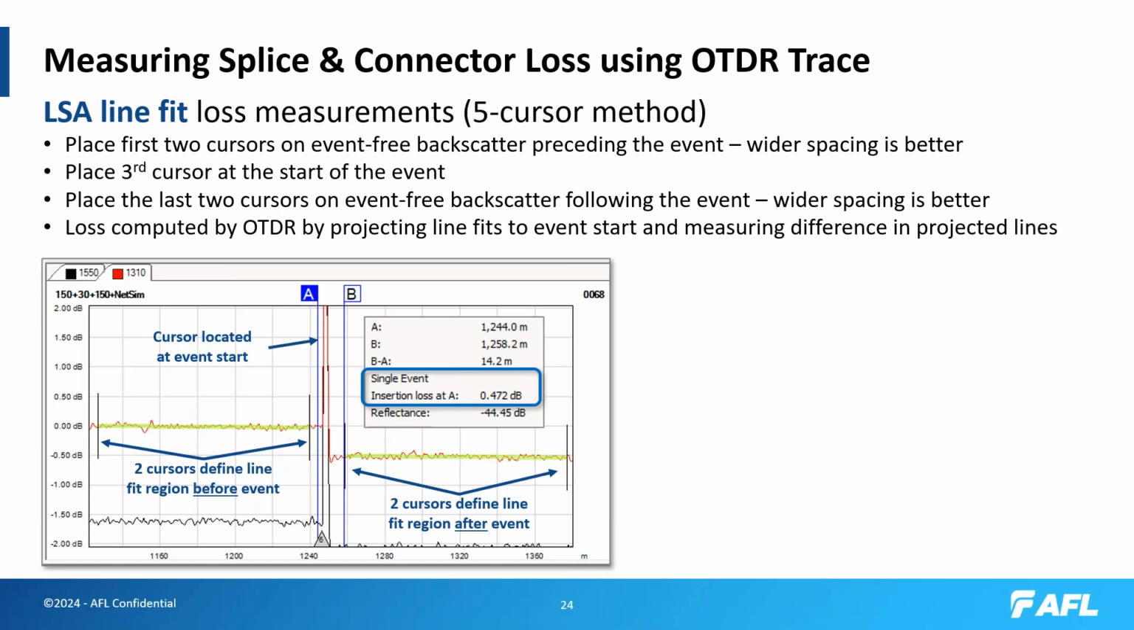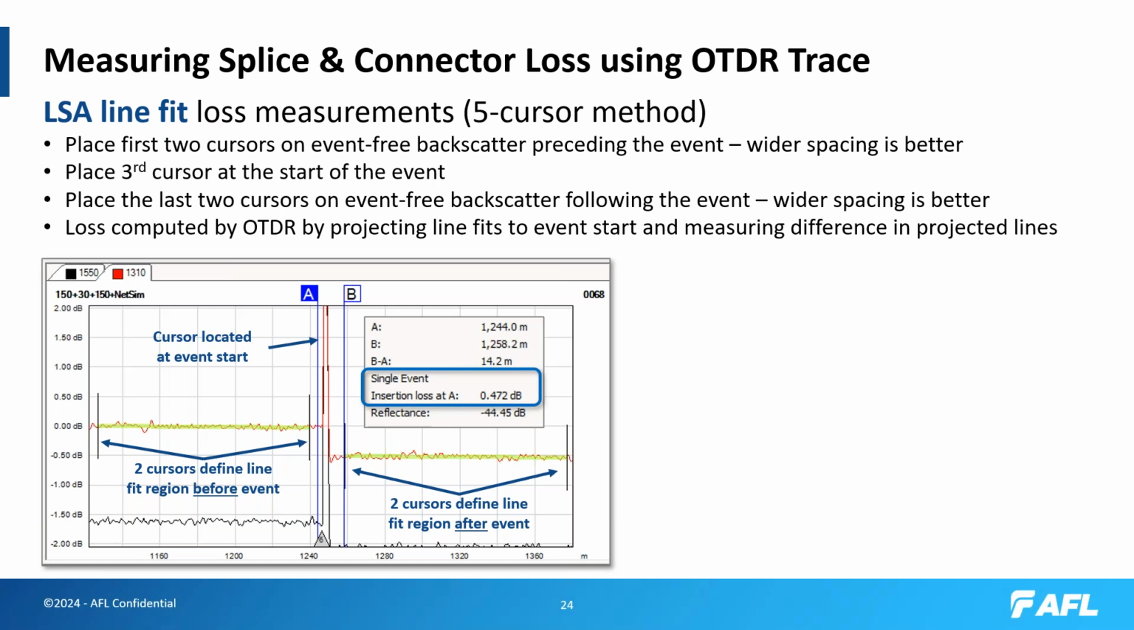An LSA line fit, least squares approximation line fit, using the 5 cursor method provides you with a more accurate loss measurement. In this case, 2 cursors are placed before the event and 2 cursors placed after the event, and software will automatically fit a line to the backscatter level before and after the event and give you a much more accurate measurement. It in effect averages out the noise.